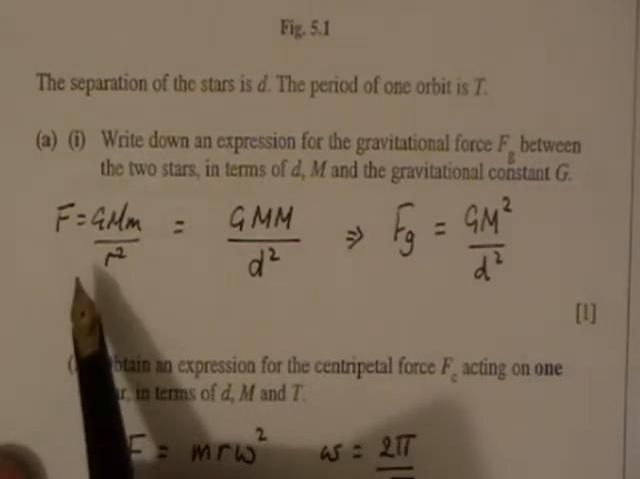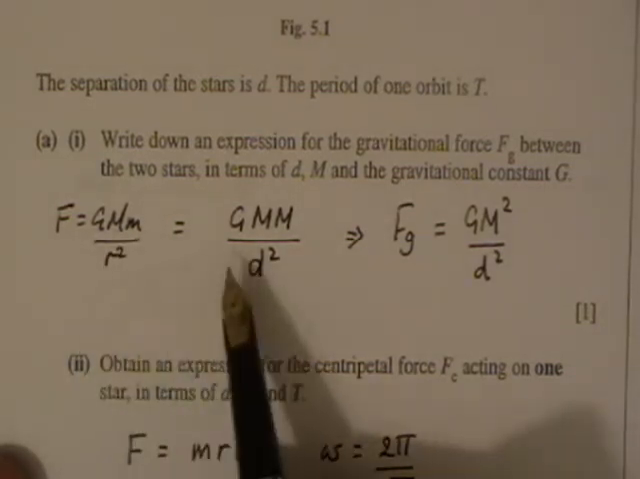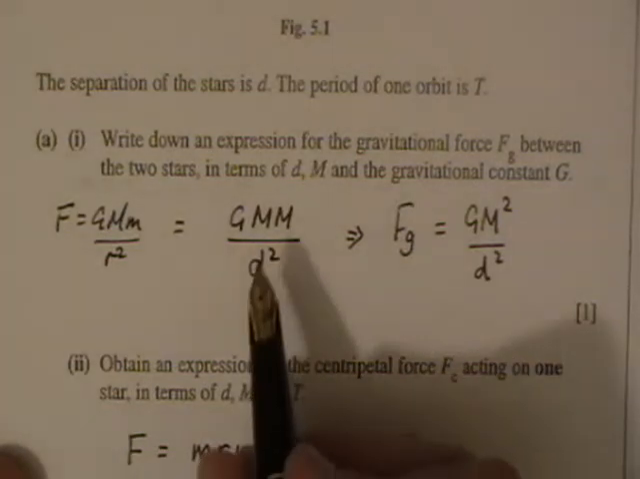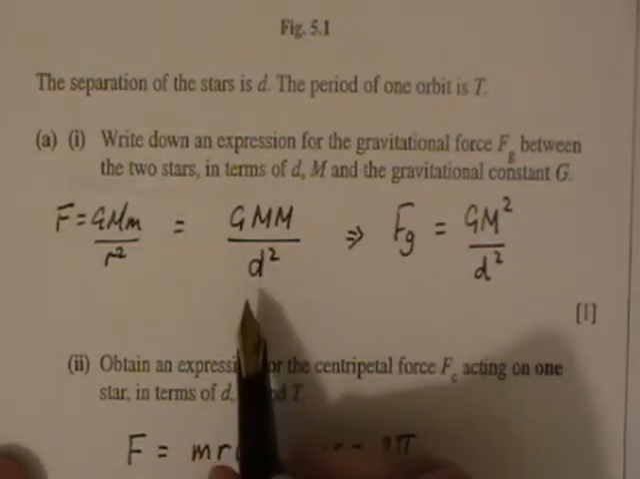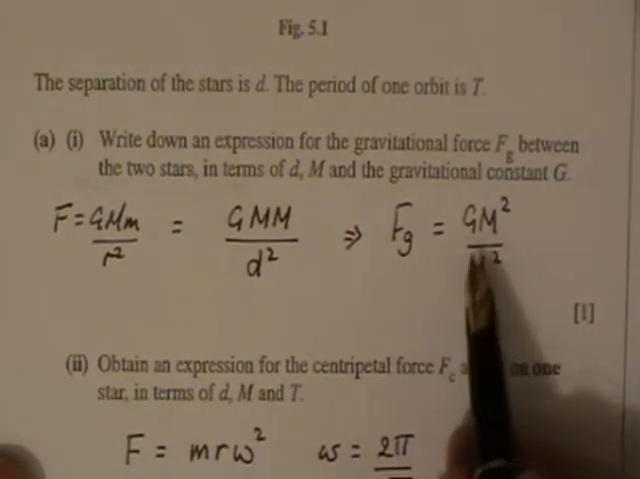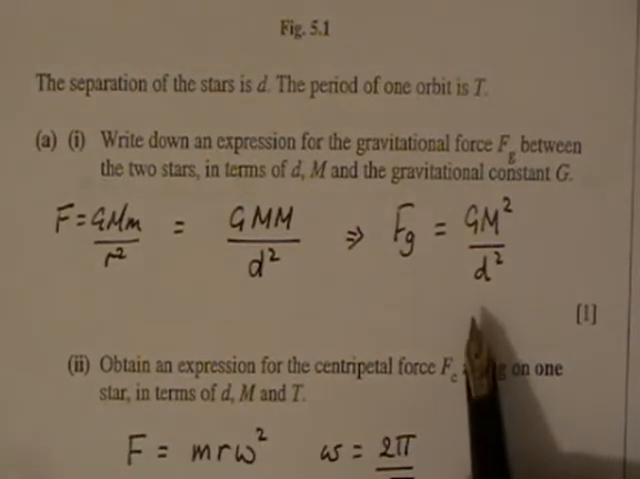So we would normally use F equals GMm over r squared, which then becomes Gmm divided by d squared, the separation between them. So Fg is equal to Gm squared over d squared.